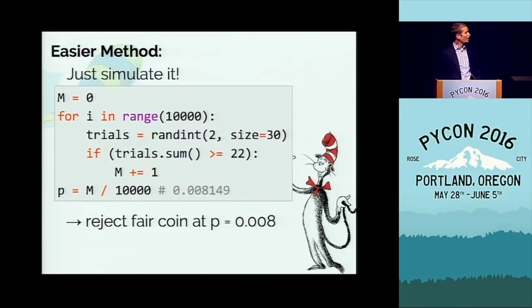We can do a loop of 100,000 repetitions. We can draw a random integer, 0 or 1. We can ask what the sum is, and if it's greater than or equal to 22, we add 1 to the result, and we find that 0.8% of the time, 0.008, we get this result of 22 heads or more, right? So we've just done in 5 lines of Python code what we did previously in a few slides of mathematics.